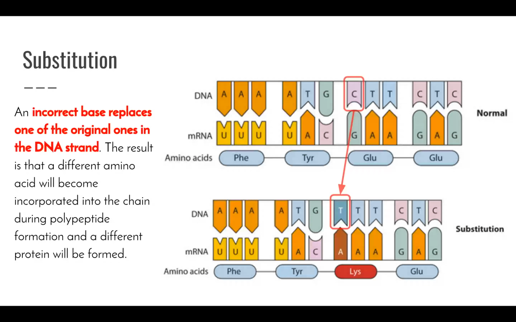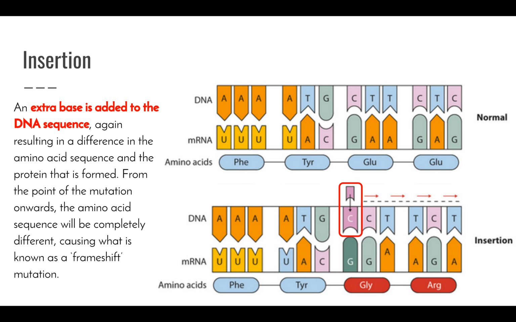So here we can see in this particular example, the base C from our original strand of DNA has been substituted with the base T in the new strand of DNA that has been replicated. And as we can see, that's resulted in a different mRNA strand and then a different amino acid forming in that space there. The next one is insertion.